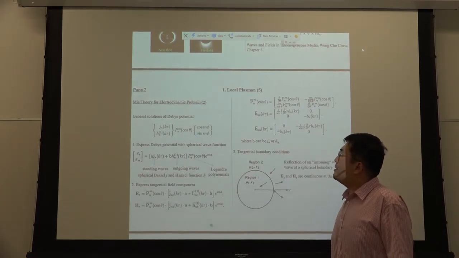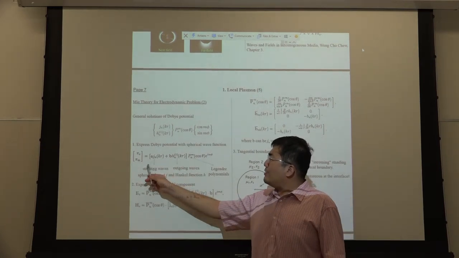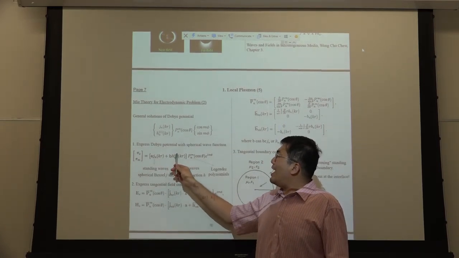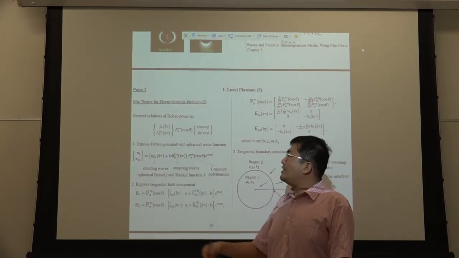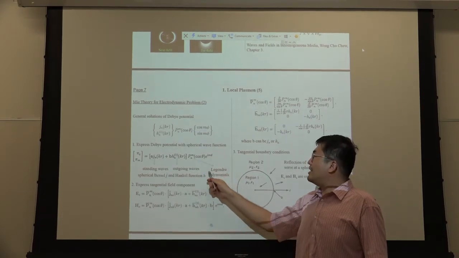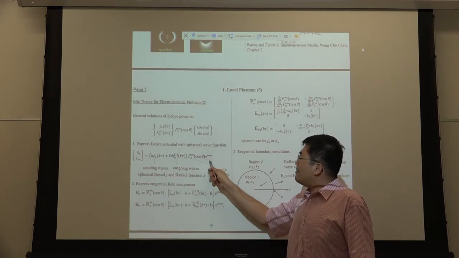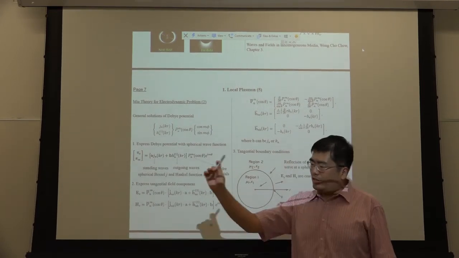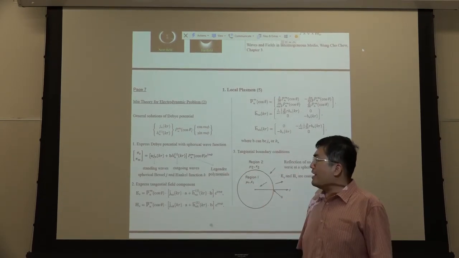For this Debye potential, that has a physical meaning here. The J is similar to a standing wave. Okay. The H1 is an outgoing wave, H2 is an incoming wave. H1 plus H2 is a J, a standing wave. The P_n^m is a Legendre polynomial or associated Legendre polynomial. The e^(imφ) is a harmonic because it's a periodic boundary condition along the phi direction.